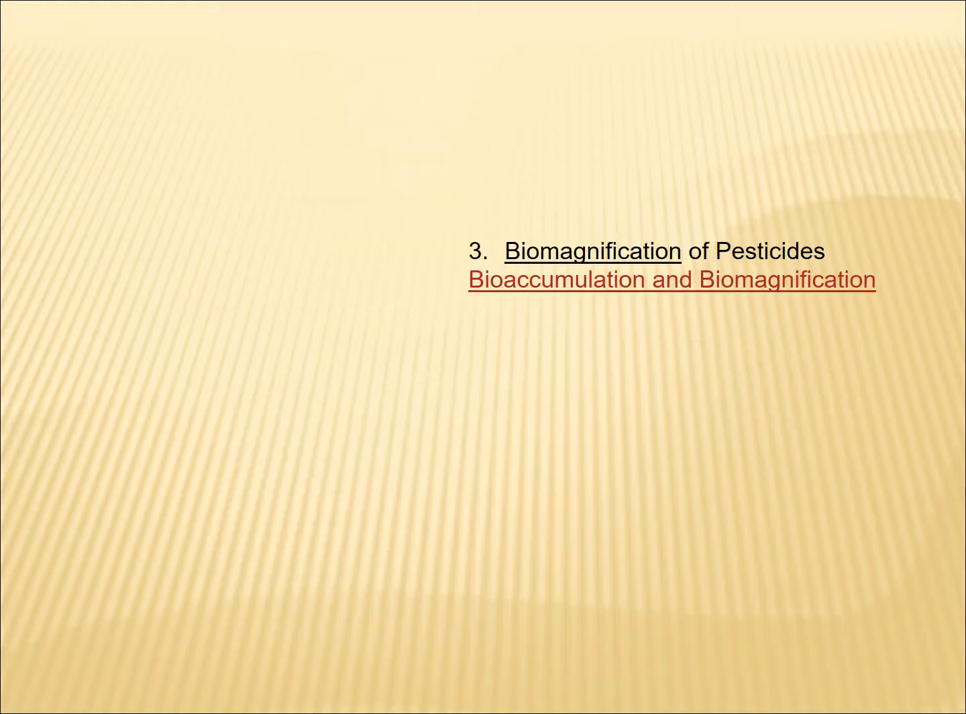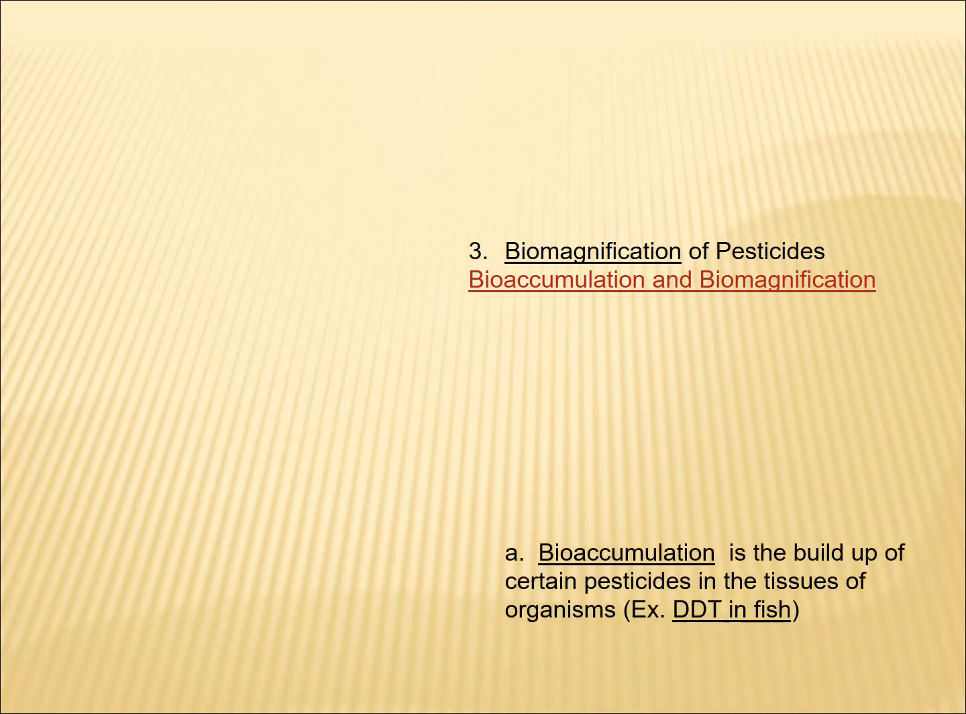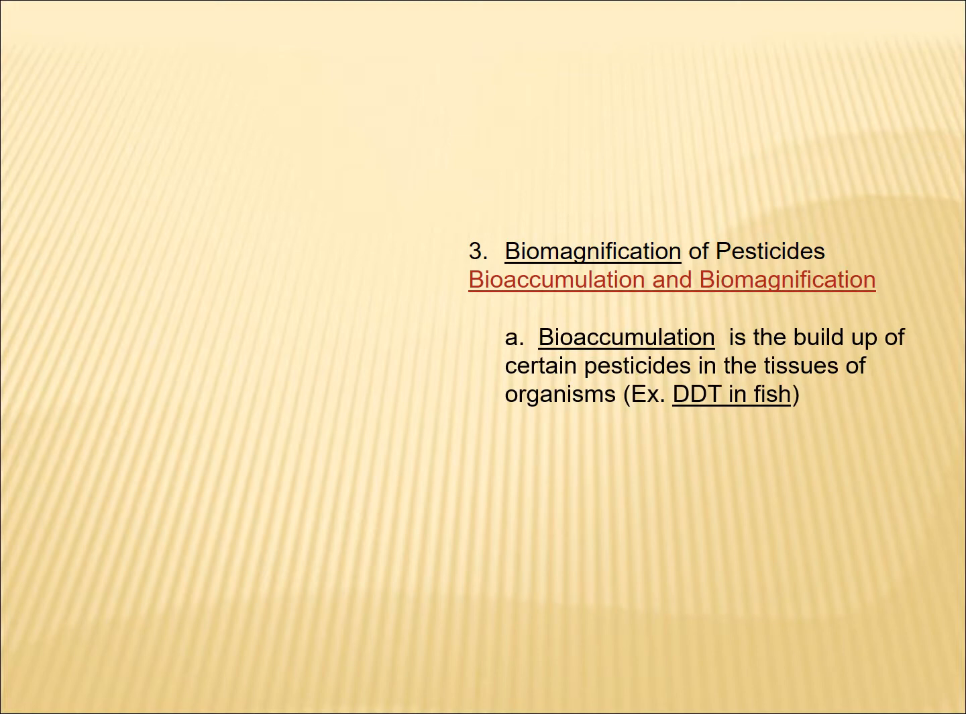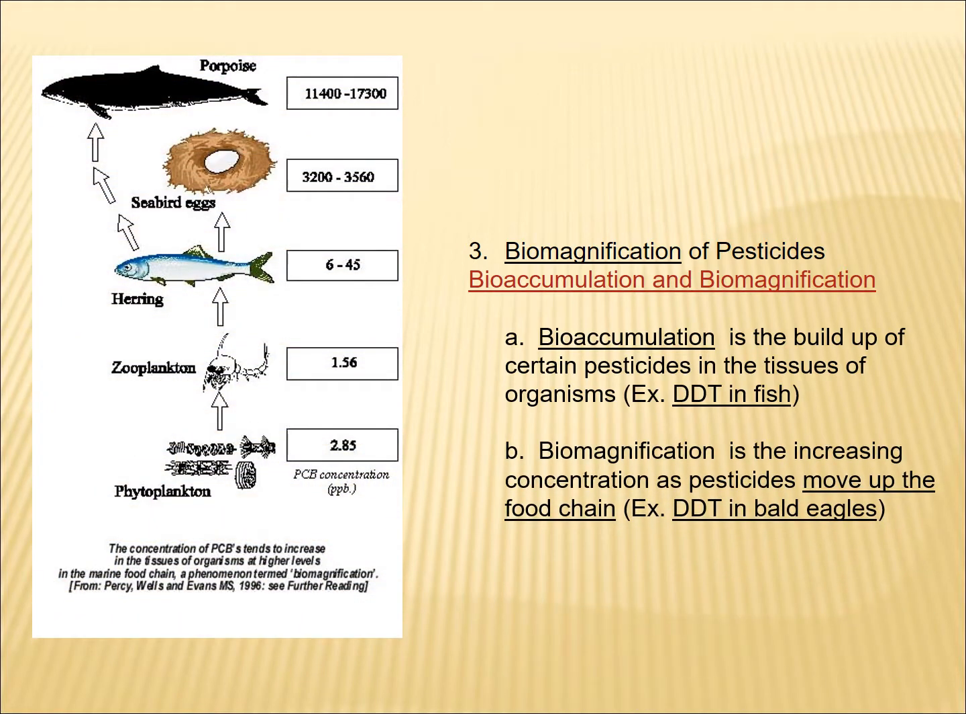All right, the third cause of biodiversity loss is biomagnification of pesticides. So bioaccumulation is the buildup of pesticides in the tissues of organisms. An example is DDT in fish that was found by Rachel Carson. What it was is we were spraying DDT to get rid of our mosquitoes because they were so awful, and we sprayed it a lot. And what happened is we started finding DDT building up in our fish. We have that problem with mercury right now too. All right, so biomagnification is, like I said, increasing the concentration that moves up in the food chain.